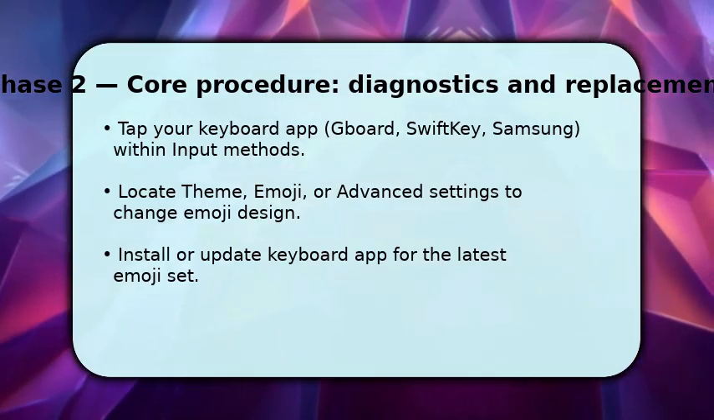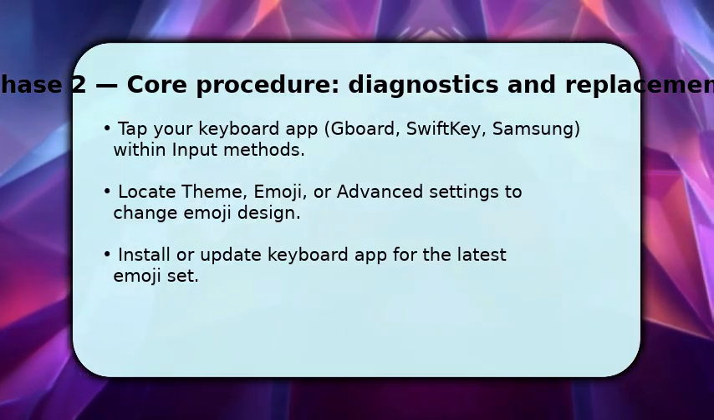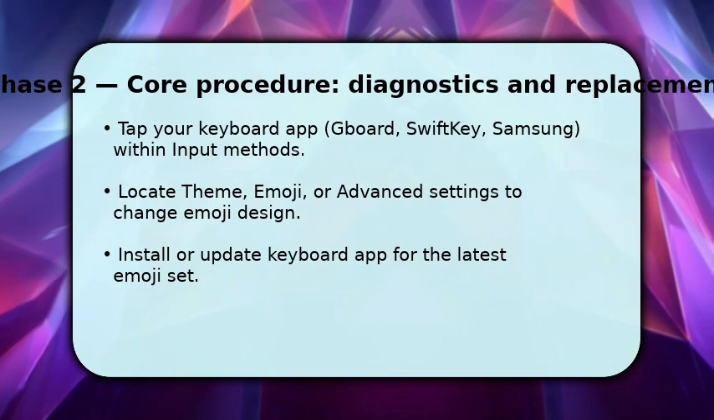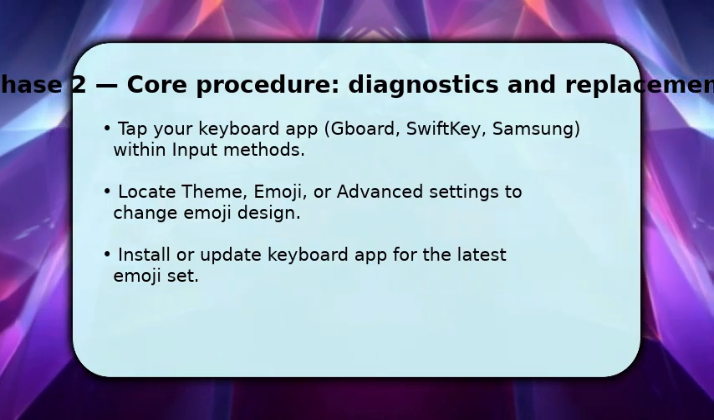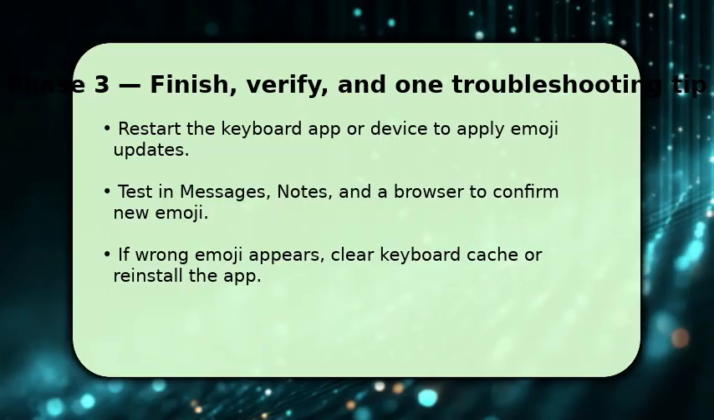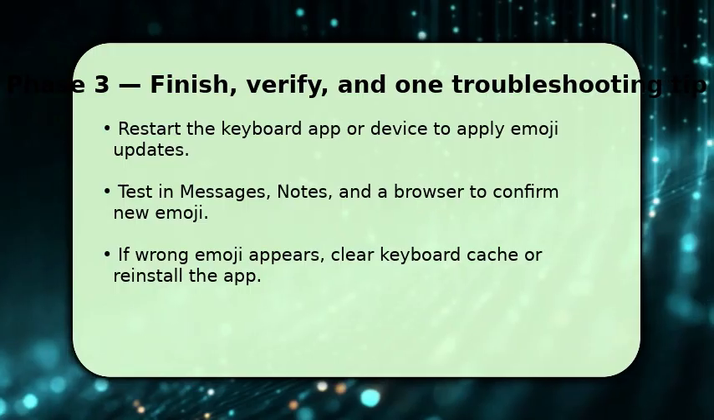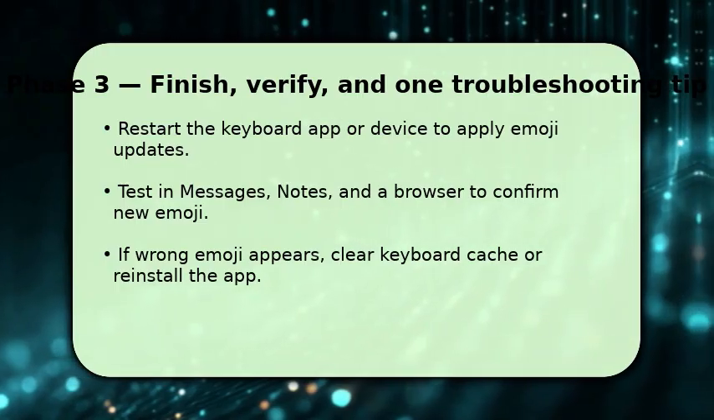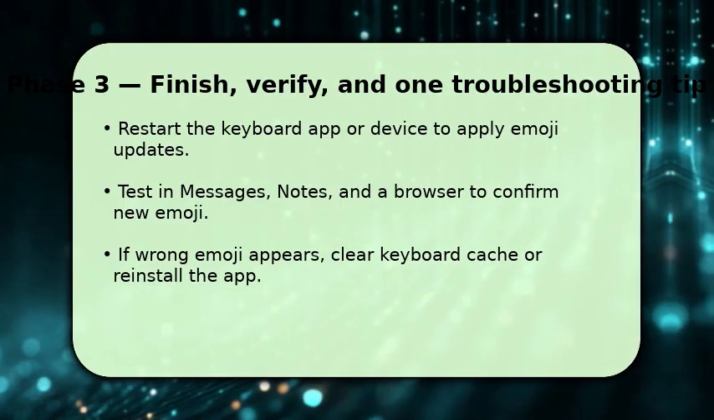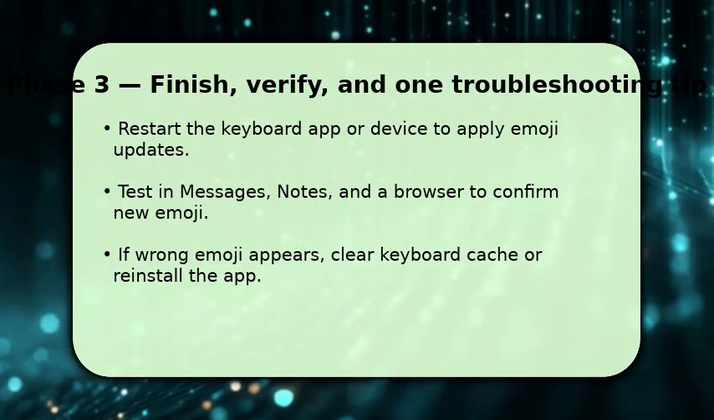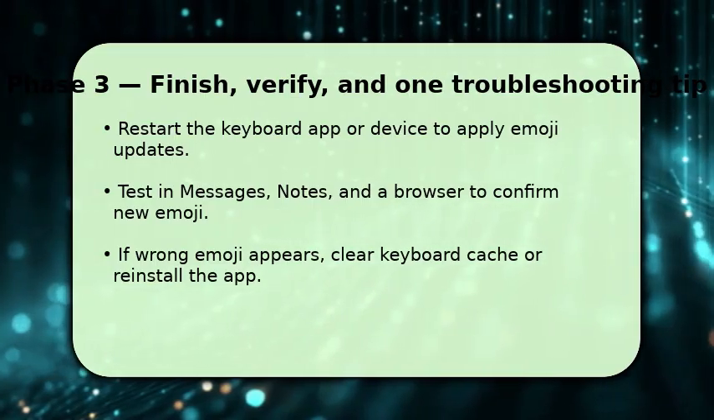This step changes how emojis render on your device versus how others see them, because emoji artwork is drawn by your keyboard or system. Finish by applying your new settings and testing. Open Messages or Notes and insert several emoji to confirm the change. If you don't see the new artwork, restart the keyboard or reboot the phone. That forces the system to reload resources.